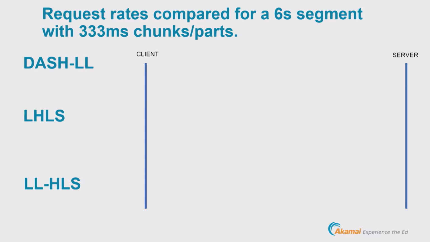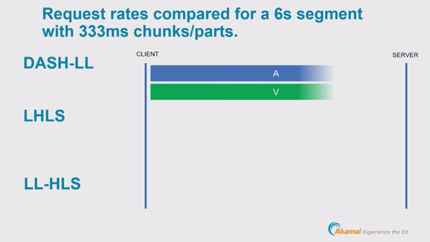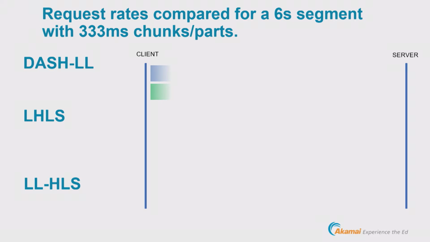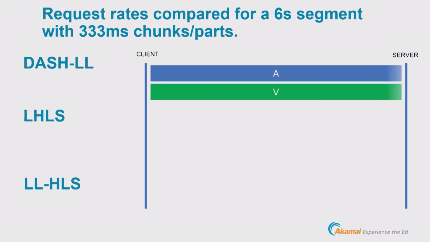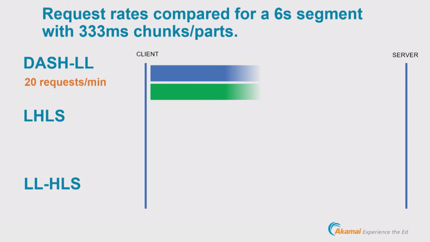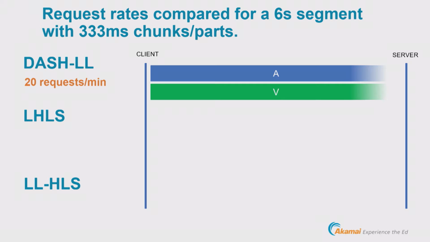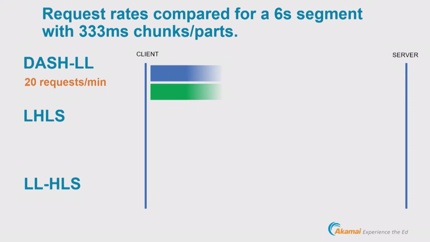Also, the request rate is quite different, and I'm trying to make an animation to illustrate this here. So let's take the example of a 6 second segment with 333 millisecond chunks or parts, depending on your nomenclature. So the dash approach doesn't require a text file or manifest update with each segment. So it looks like this. It's basically the 6 second segment is requested once every 6 seconds, and the segment takes 6 seconds to be delivered by the encoder. So we get a cadence. There's an audio request and a video request, and we're going to get 20 requests per minute per client because of that. 2 times 10 for 6 seconds.